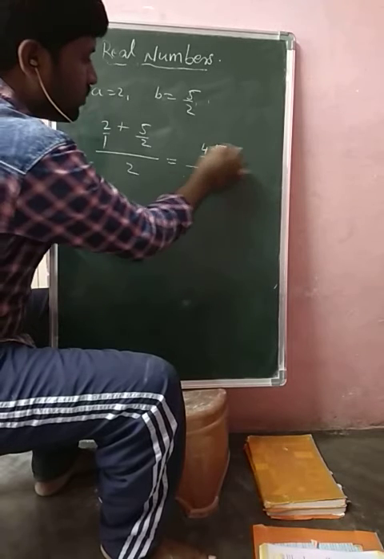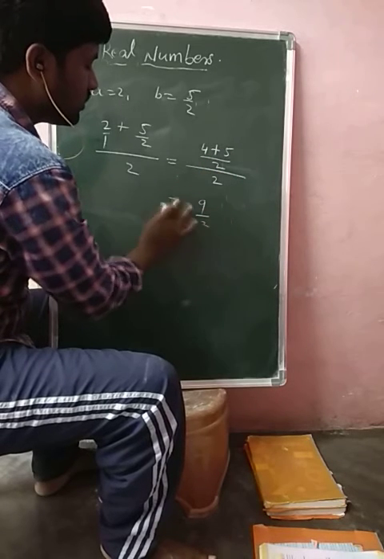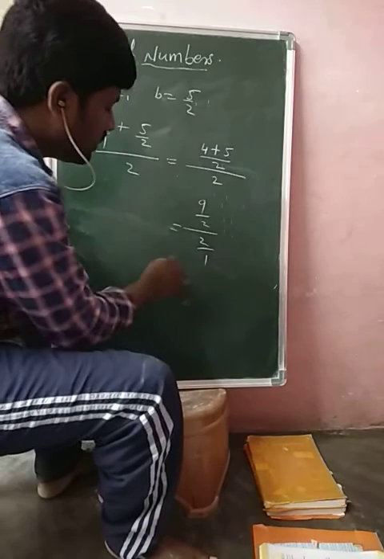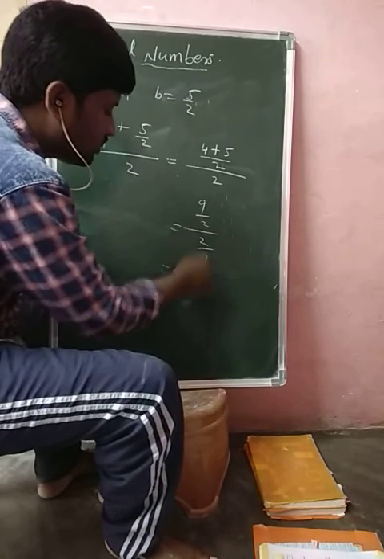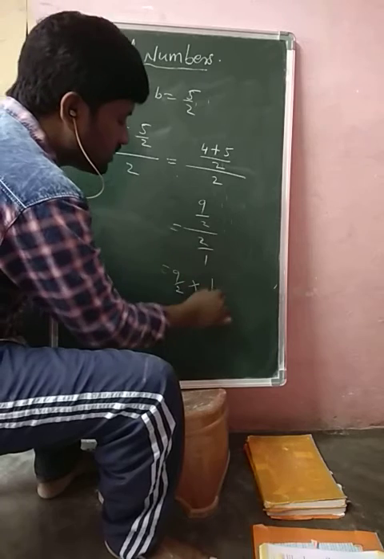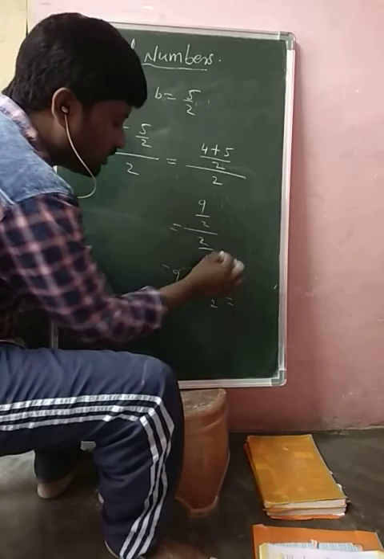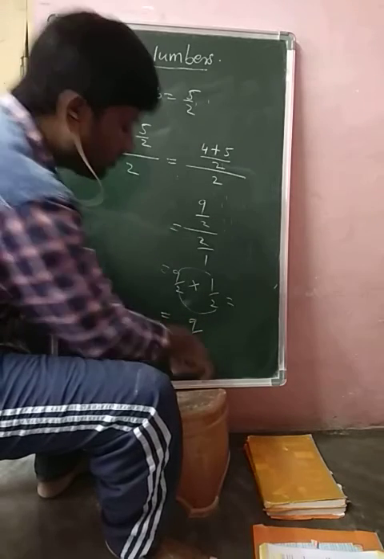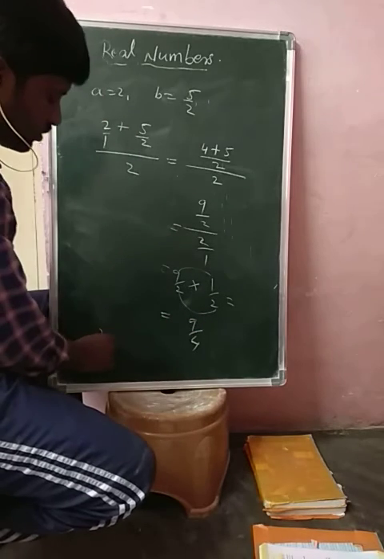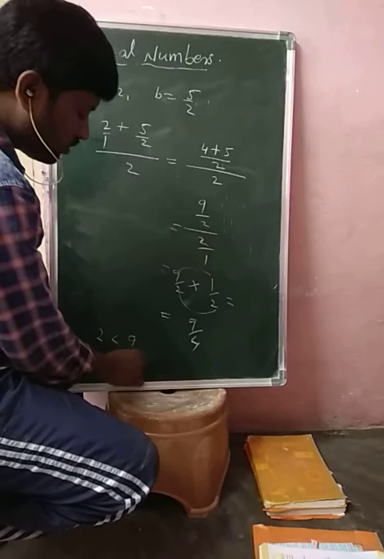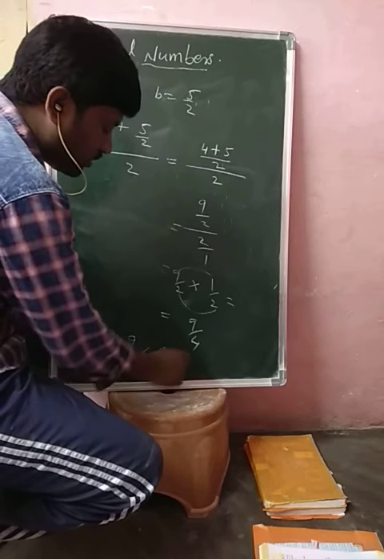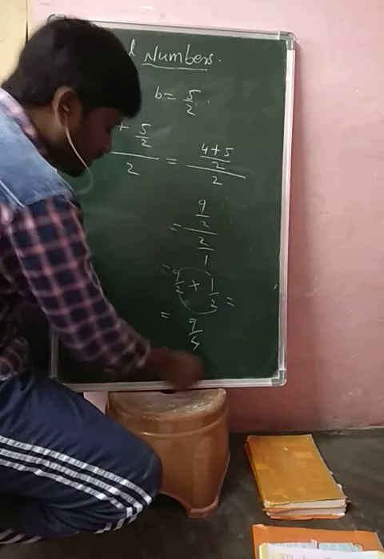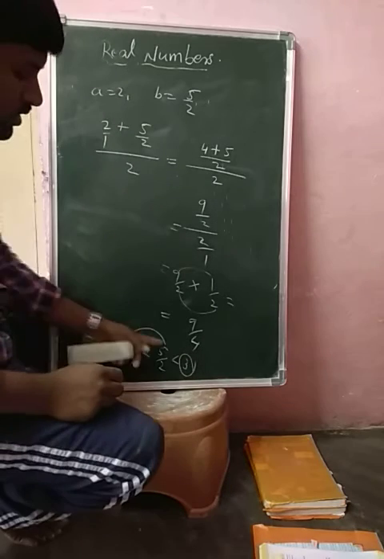Now we can write it as 4 plus 5, that is 9 by 2, by 2. So we can write it as 2 by 1 also. Now 9 by 2 into the reciprocal of 2 by 1, that is 1 by 2, means the product of the numerators and the product of the denominators, that is equal to 9 by 4. So clearly we can say that 2 is less than 9 by 4, less than 5 by 2, less than 3. And in between two rational numbers, I just found 2 rational numbers.